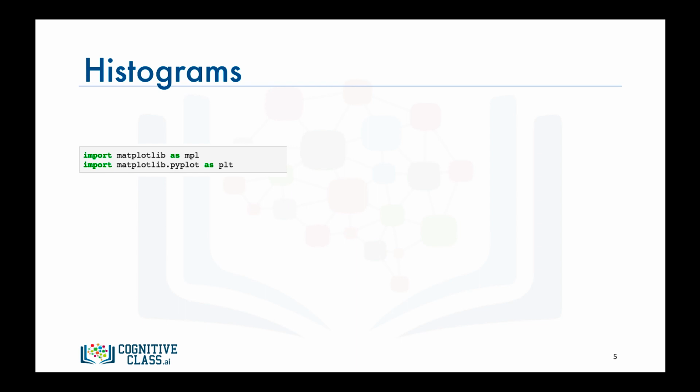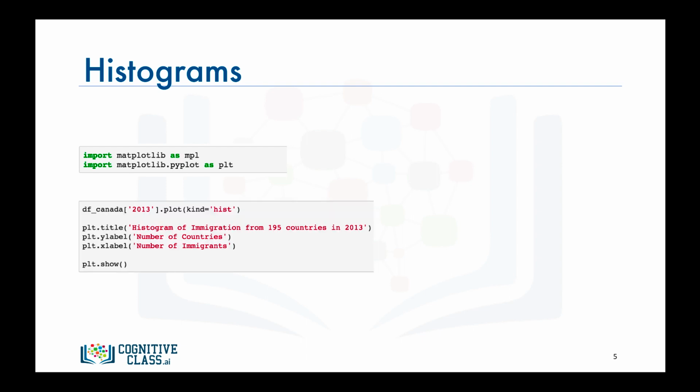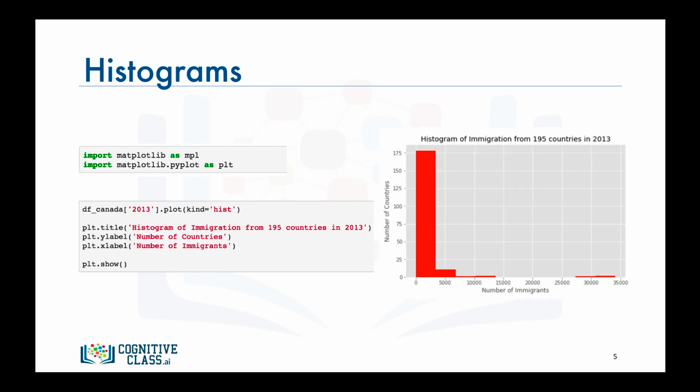First, we import matplotlib as mpl and its scripting interface as plt. Then we call the plot function on the data in column 2013, and we set kind equals hist to generate a histogram. Then to complete the figure, we give it a title and we label its axes. Finally, we call the show function to display the figure. And there you have it, a histogram that depicts the distribution of immigration to Canada in 2013.